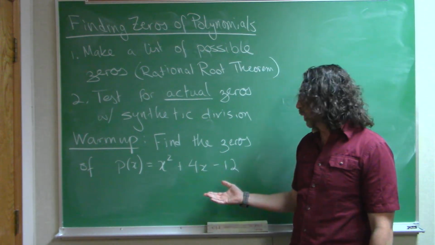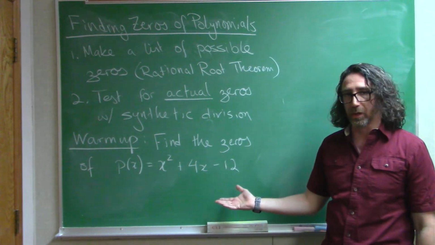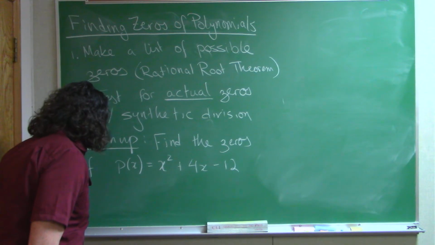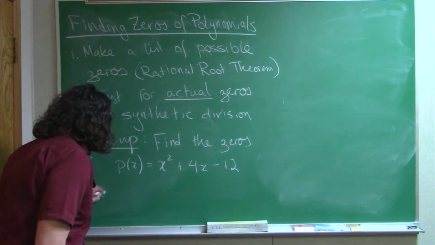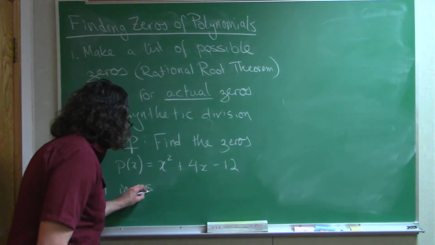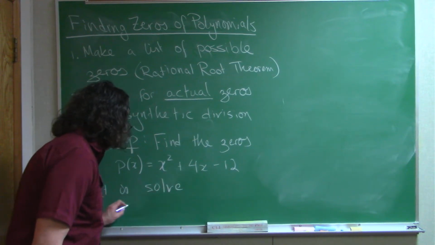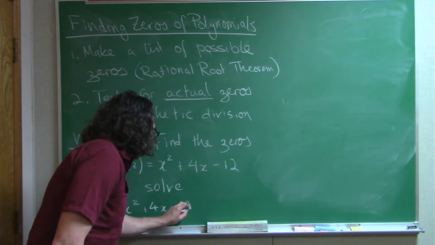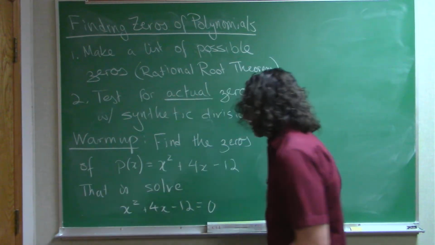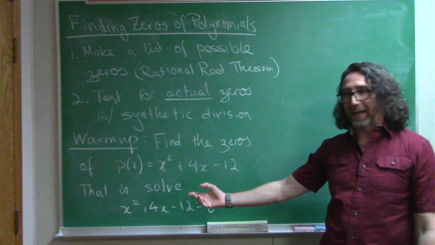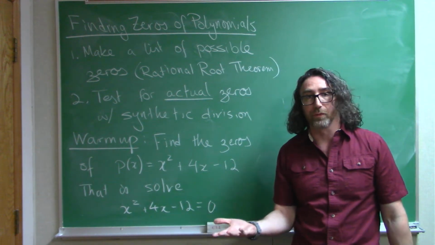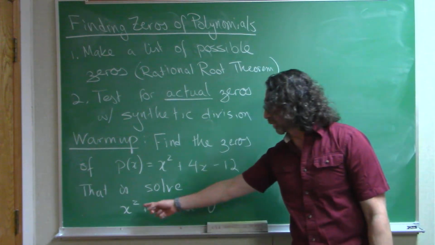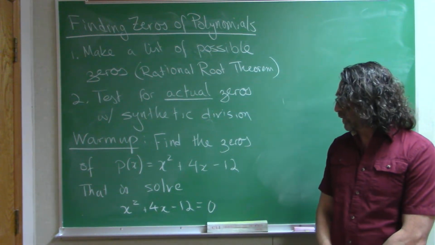So this is a problem that we already know how to solve. Finding zeros of this polynomial is equivalent to solving this equation: x squared plus 4x minus 12 equals 0. When we're tasked with something like this, the first thing I try to do is factor the polynomial. This is a quadratic, so it shouldn't be too tough to factor it.